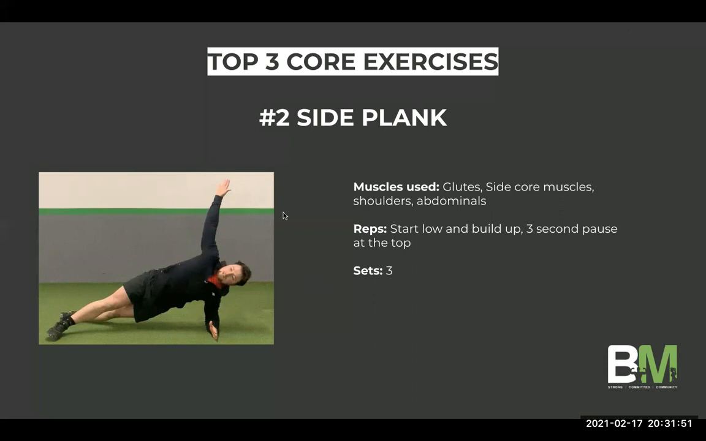The side plank. So the muscles used, again, would be your glutes, these side core muscles, your shoulders, and your abdominals. So basically all those muscles that I've named here, glutes, side core muscles, shoulders, abs, that is your core. That's loads of different muscles within your core. So it's a really good overall exercise.